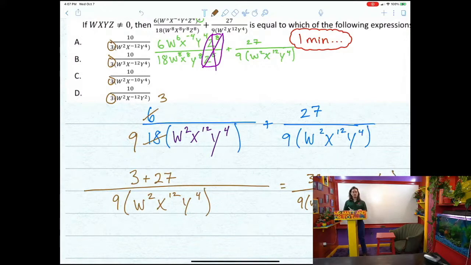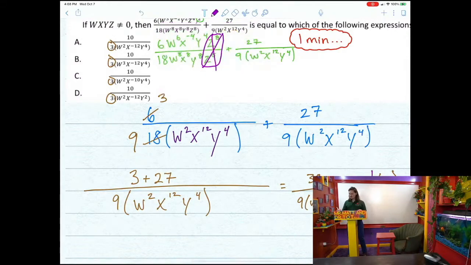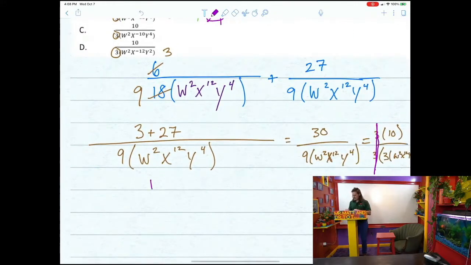So instead of writing 30, I can write 3 times 10. I can pull a 3 out of here because this is really just 3, and then that's 3 times w squared x to the 12th y to the 4th. Really should be another parentheses there. But once I pull a 3 out of the numerator and the denominator, the 3s can cancel directly. And so the answer is going to be 10 over 3 times w squared x to the 12th y to the 4th.